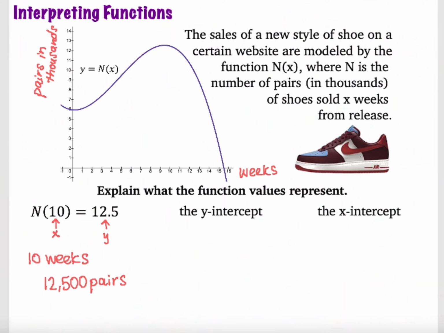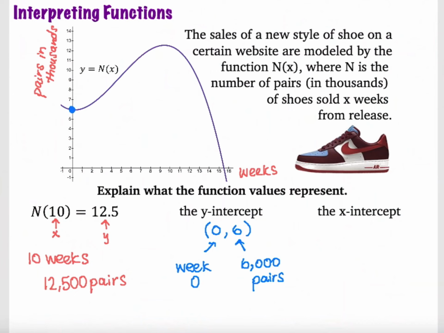How about the y-intercept? If we go over here, I'm noticing it crosses at 6. It might help you to write that as an ordered pair, 0, 6, because then you can remind yourself of the labels. Week 0, which is release day, right? They sold 6,000 pairs.